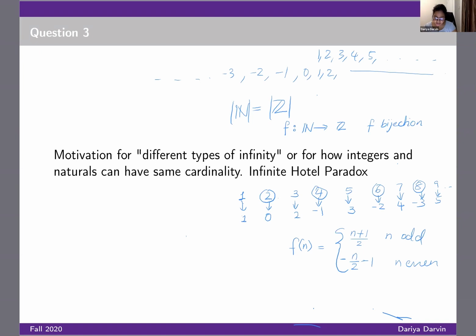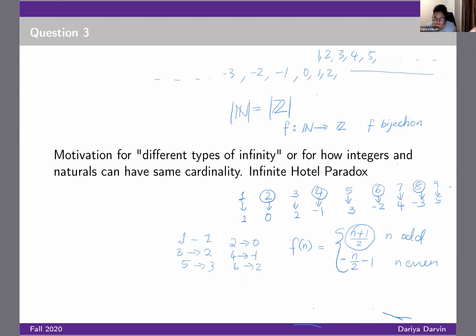How I found these was I thought: 1 has to go to 1, 3 has to go to 2, 5 has to go to 3. Can I find a pattern? I'm pretty sure it's (n plus 1) divided by 2. Yeah, it's (n plus 1) by 2. And then I thought: 2 has to go to 0, 4 has to go to -1, 6 has to go to -2, and so on.